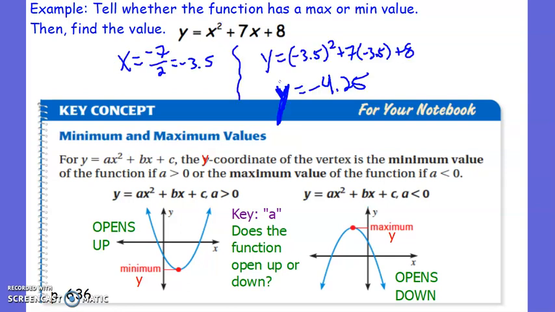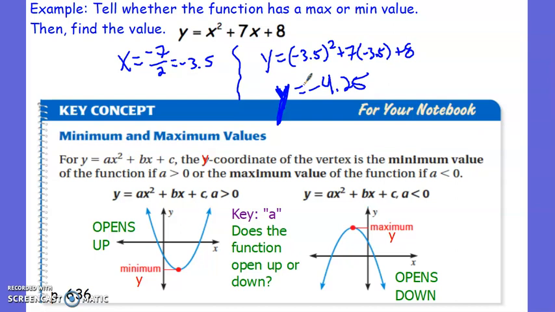All right, and we're back. So notice again, I took negative b over 2a, negative 7 over 2 times 1. So again, negative 7 over 2 is negative 3.5. I plug negative 3.5 right back into my equation for both x with x squared and x times 7. Calculated that using my calculator and found that negative 4.25 will be my y value. So again, that's my vertex of negative 3.5, negative 4.25.